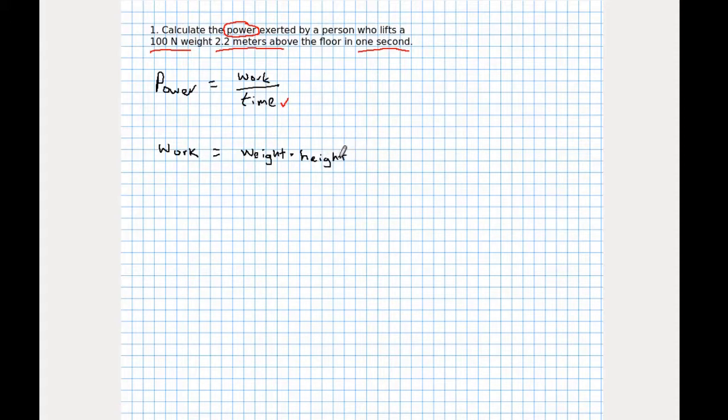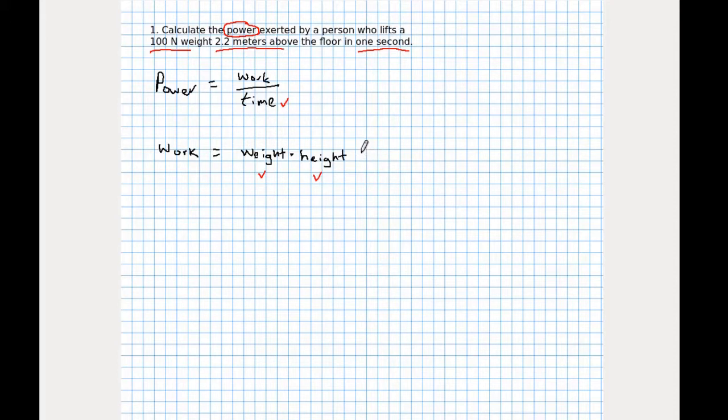All right, do I know that? 100 Newton weight, that's how much it weighs, and 2.2 meters above the floor, that's the height. So yeah, I do know those two things. I know the weight, I know the height. All right, so my plan is I'm going to calculate the work by taking the weight, 100 newtons, times 2.2 meters. Then I'm going to plug that in up here for the amount of work done in lifting the object and divide it by the 1 second to find the power.